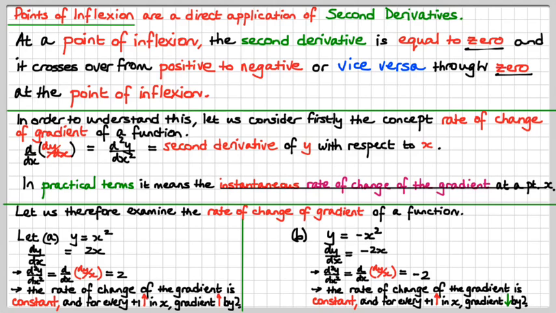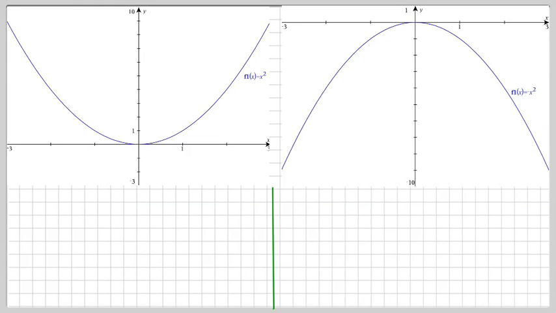Now that's pretty interesting, isn't it? That's what's going on. You see, the rate of change of the gradient for y equals x squared or y equals minus x squared always changes for every plus 1 increment in x. It changes by 2 units. In this case, up by 2. In this case, down by 2. So the rate of change of the gradient is always 2. Okay? Now here are the graphs. Here they are, right? Here are the stars of our show for the moment. This one is plus x squared. This one is minus x squared.